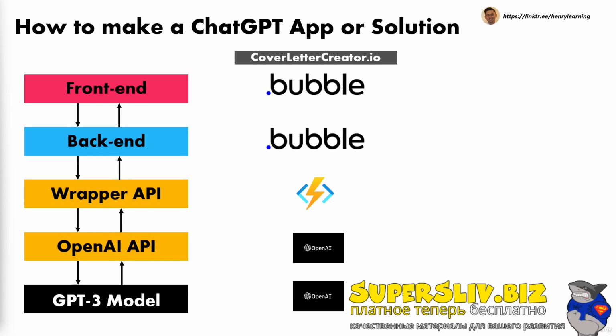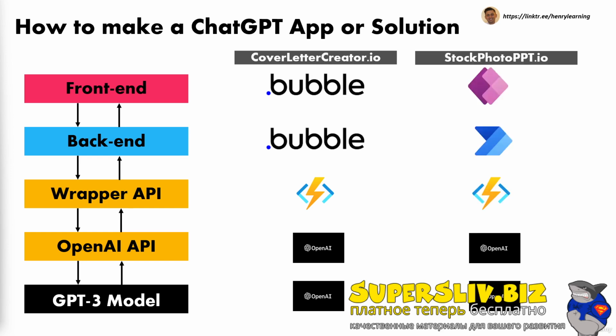Let's look at another solution. Another solution that we have here is called stockphotoppt.io. This enables users in your company to create stock photos when they're creating slides. Now, the front end of that application is done using Power Apps. The back end is done using Power Automate. And what happens here is that when the user clicks a button, a Power Automate script gets triggered that takes the prompt from Power Apps, sends it to that Azure function, and does the same thing. Sends it to OpenAI. OpenAI does the computation and finds the response, and then the data travels all the way back up.